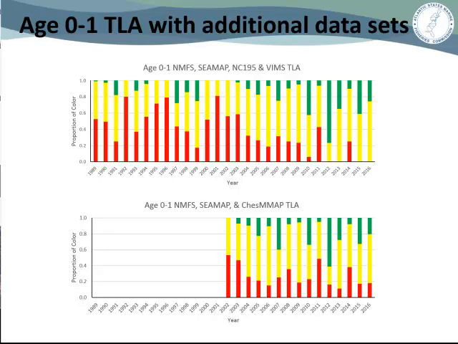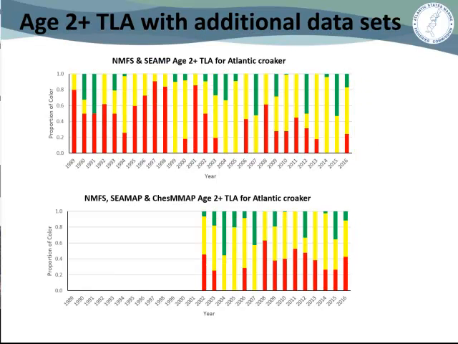Okay, and the next one for the age 2+ data sets. You see red proportions pretty high throughout the 1990s and the early 2000s. And then that increasing trend, even a little bit with the green showing up in that top one. And then with the addition of SEAMAP, you see those higher red proportions in all years after 2008 that more closely match, again, what we're seeing in those declines in the commercial and recreational traffic light.